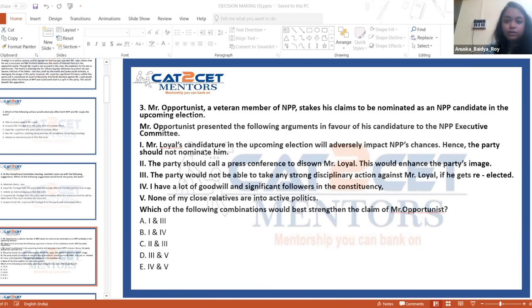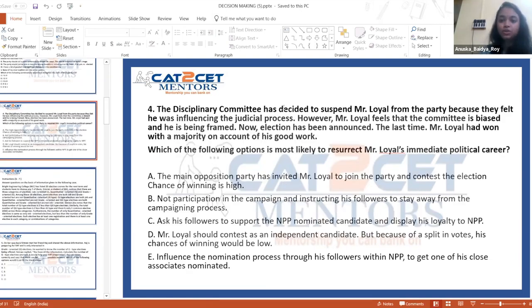Okay, 1 and 4. The disciplinary committee has decided to suspend Mr. Loyal from the party because they felt he was influencing the judicial process. However, Mr. Loyal feels that the committee is biased and he is being framed. Now election has been announced. The last time Mr. Loyal had won with a majority on account of his good work. Now, again, I cannot emphasize more. Read the question. Which of the following options is most likely to resurrect Mr. Loyal's immediate political career? So here we are trying to find an option that is good for Mr. Loyal, not for the party. Don't get confused. It's not for NPP. It's for Mr. Loyal's political career.